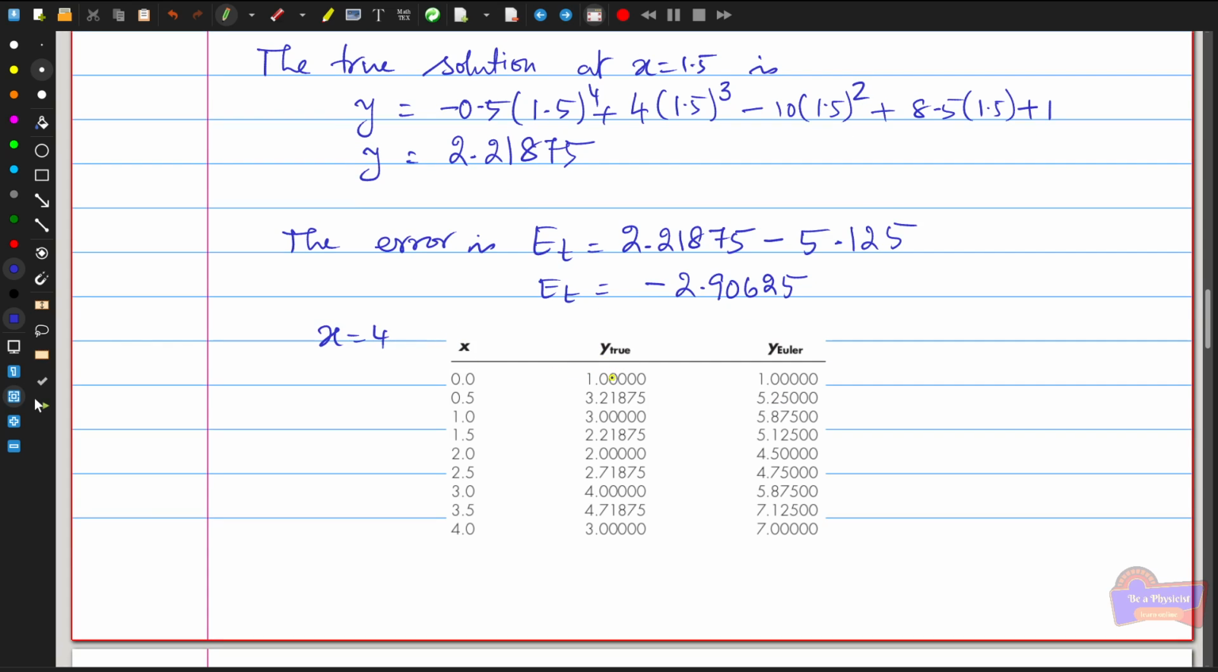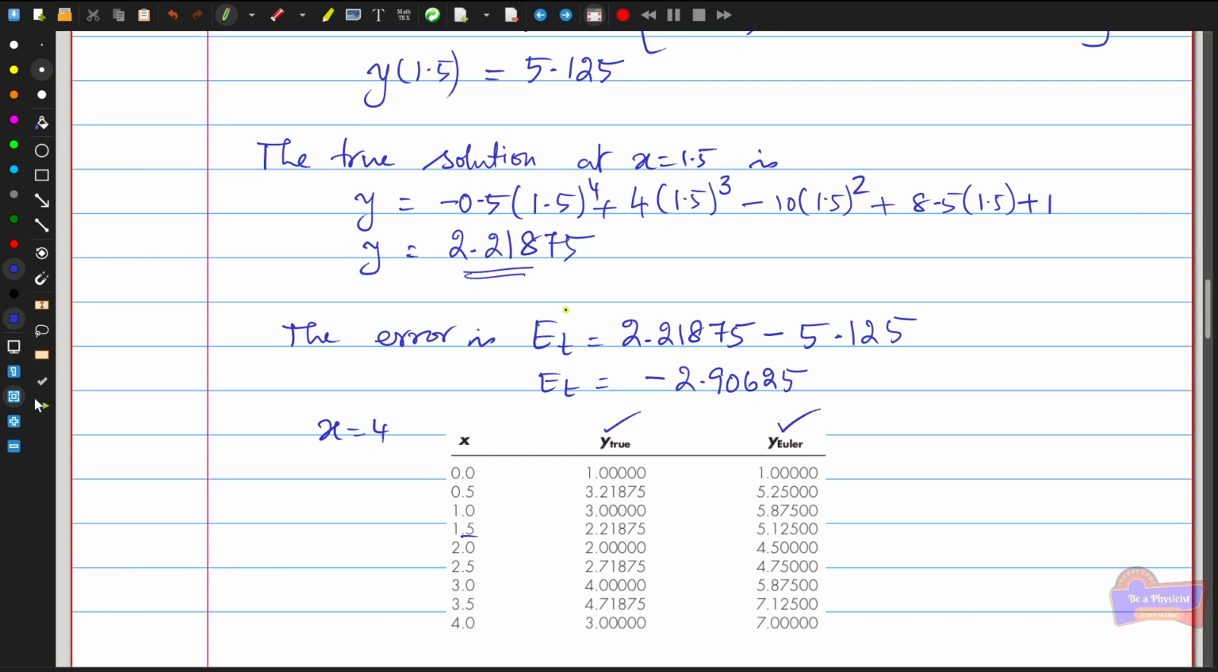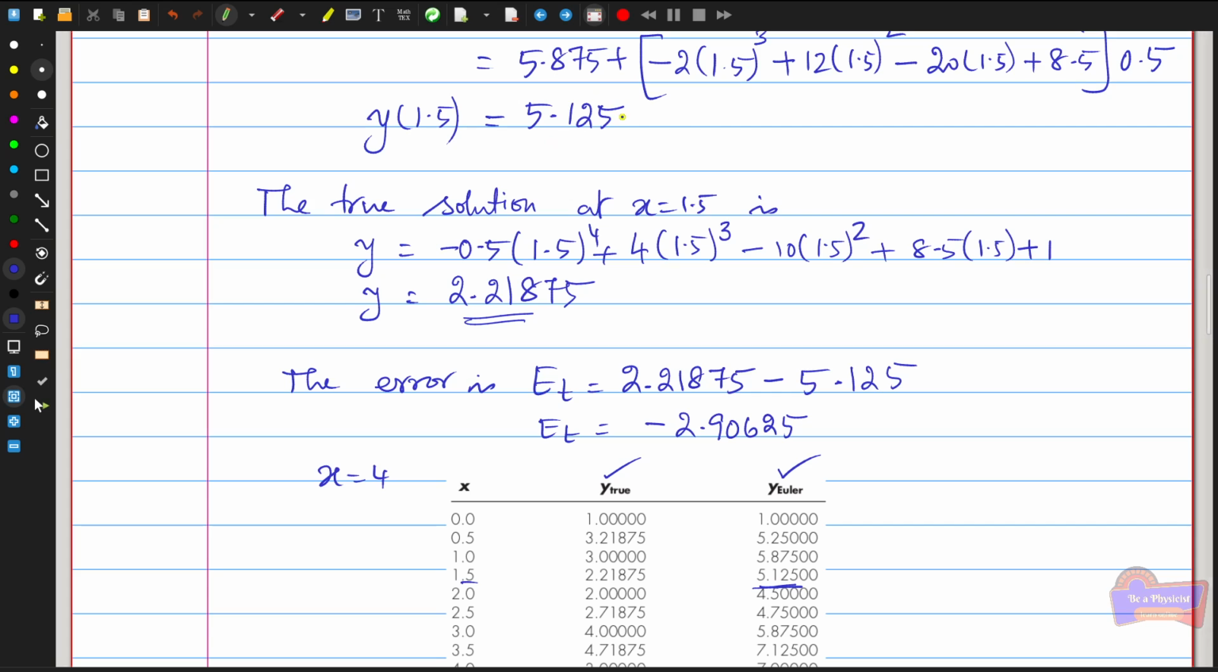So this is the true value which is given here, and the numerically calculated value by the Euler method is given here, and this is the time step. So we have calculated up to 1.5. We got the final true solution value of 2.21875, and the numerically calculated value is 5.125. That is what we have got here.